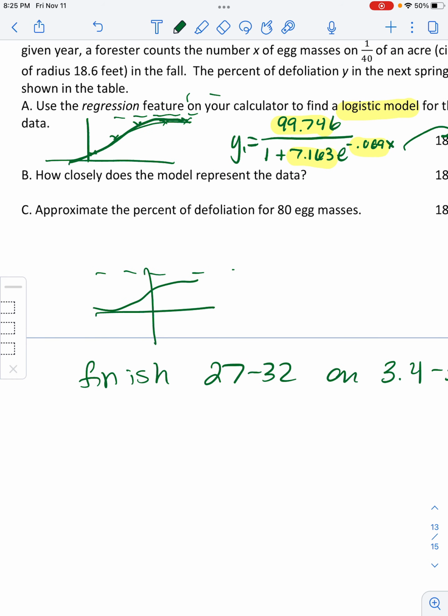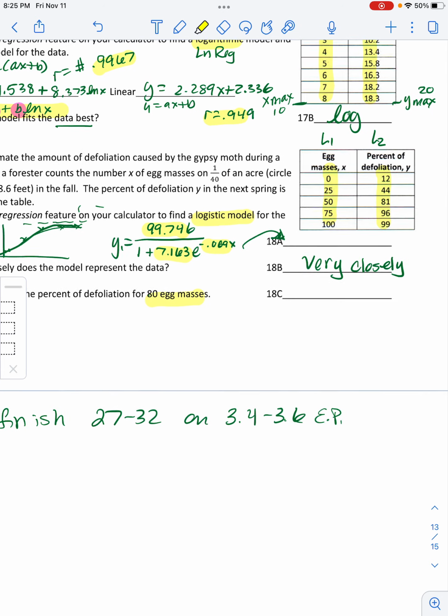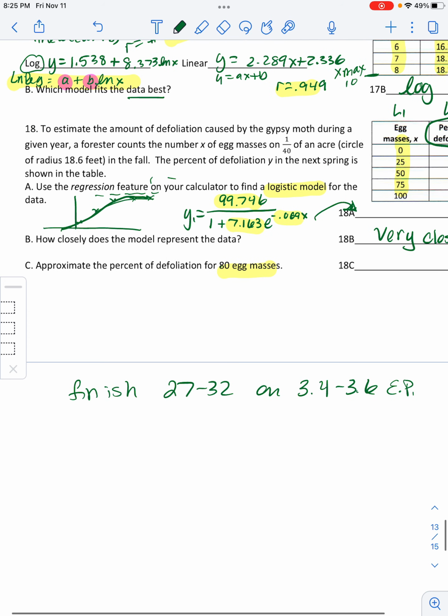And I was so excited to get to this problem because it's the last one, and I know that you have done your due diligence if you've gotten this far. Okay, now they're giving you 80 egg masses. What? Who knows what's going on? And it asks me to approximate the percent of the defoliation. Well, the approximate percent of defoliation is going to be a Y, which means this is an X because that's egg masses. So I actually just need to plug it in.